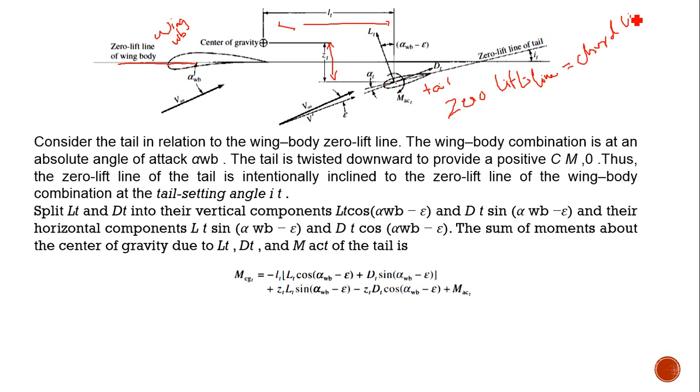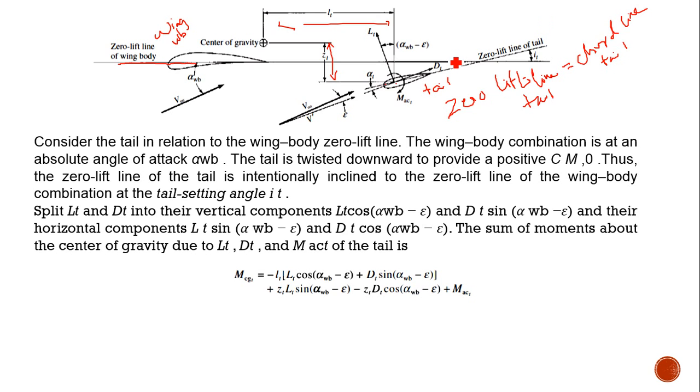Chord line. We know that for the tail, we will be using symmetrical airfoils only. So therefore the zero lift line of the tail is equal to the chord line of the tail. Note this also: the tail airfoil is a symmetrical airfoil only, and therefore the zero lift line of the tail is equal to the chord line of the tail.